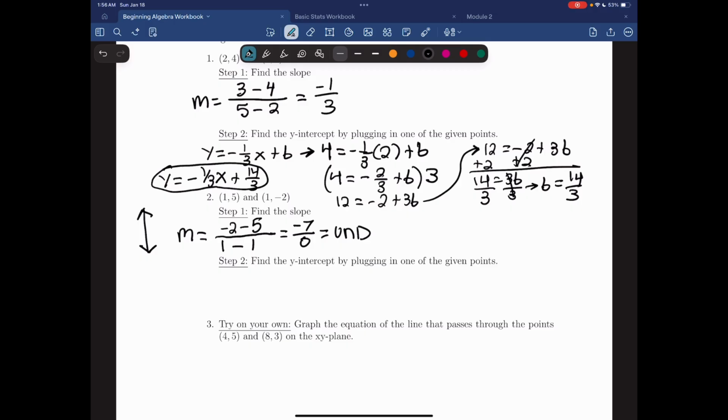So let's write that rule here. When a slope has a rise but no run, your slope is going to be undefined.